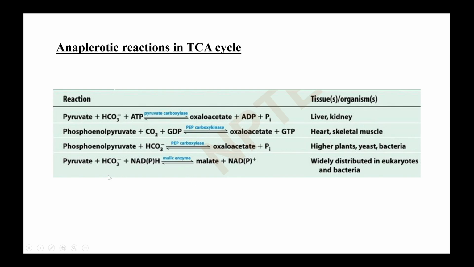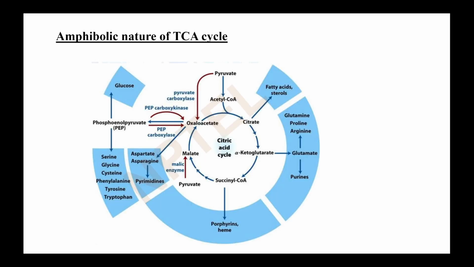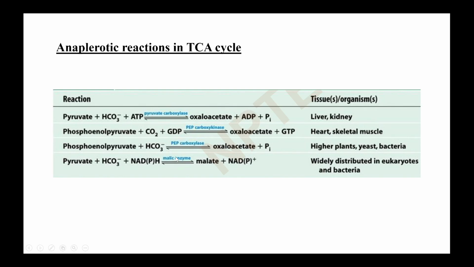Okay. Another anaplerotic reaction replenishes malate, which is another intermediate of TCA. So pyruvate is converted into malate by malic enzyme, by addition of 1 carbon, because malate is also a 4 carbon compound. And in this reaction, one NADH molecule or NADPH molecule is utilized. It is widely distributed in eukaryotes and bacteria, so it can occur at multiple locations.